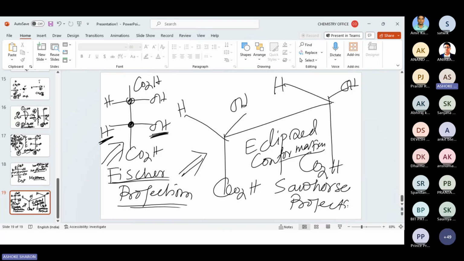But for example, in this case, the conformational angle is 0. Eclipsed means 0 degrees, so all are stacked with each other. Clear? In this case, the conformational angle is 0. And a molecule always tries to stay in its most stable configuration. So if I say Sawhorse projection formula, which one will be your stable configuration?